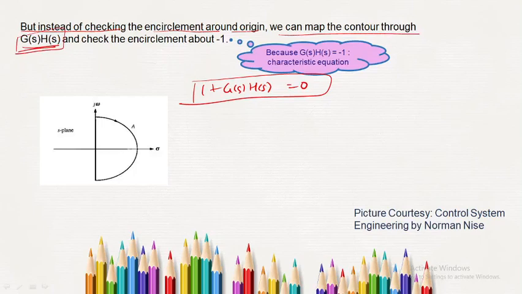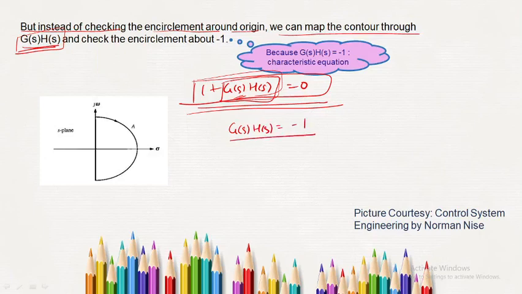What if we want to map the contour through not 1 plus GSHS, but we want to map the contour through GSHS? तो GSHS को करने का क्या मतलब है, क्योंकि हमको ये ओपन लूप सिस्टम इसके थ्रू मैप करना और ज़्यादा सिंपल रहता है. Okay, so what we can do, we cannot simply map it through GSHS because उसका पोल्स, उसका ज़ीरोज़ डिफरेंट होगा. फंक्शन तो हमको यही लेना है, but we want to map it through GSHS. If you want to map it through GSHS, then GSHS should be equal to -1. यहीं से आपका आ जाता है GSHS इक्वल टू -1.